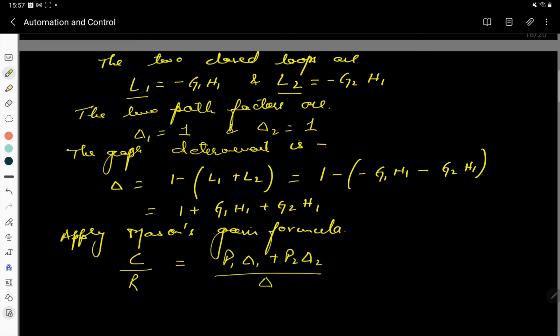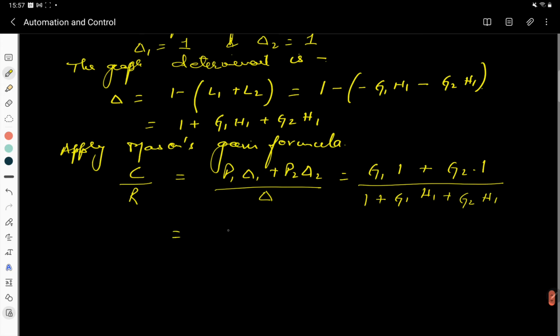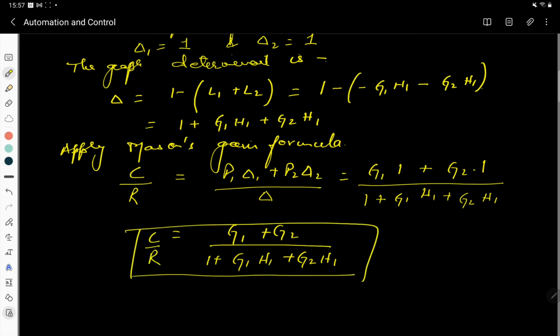So P1 is what? The forward path is G1. Delta 1 is 1. P2 is G2, and delta 2 is 1. This is divided by the determinant, which we have got as 1 plus G1 H1 plus G2 H1. So overall the result is simply G1 plus G2 divided by 1 plus G1 H1 plus G2 H1. This is one of the examples.